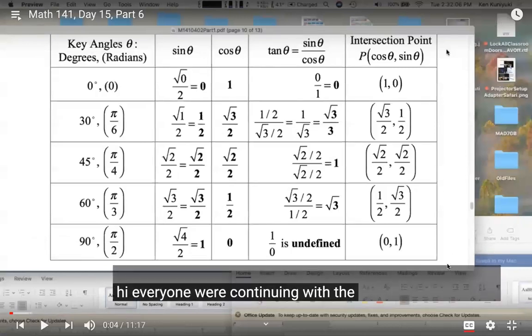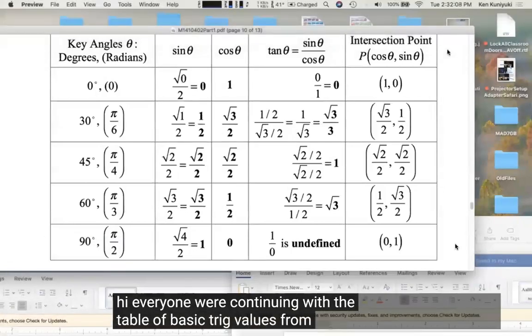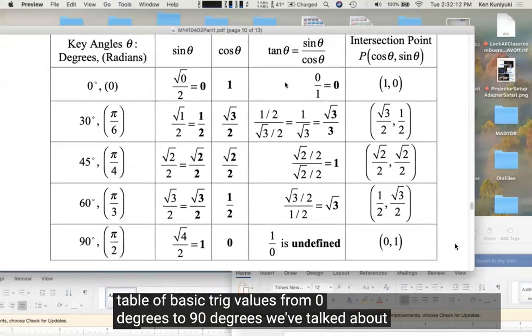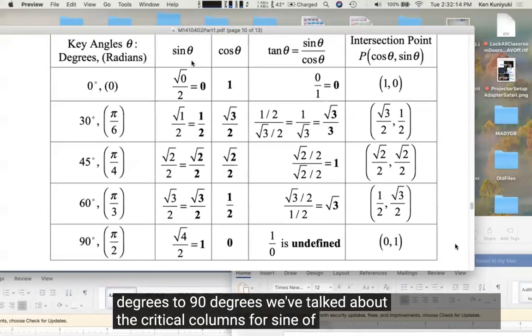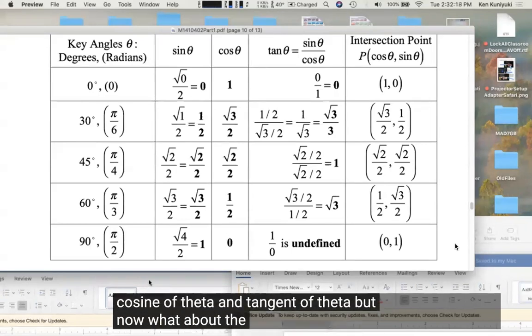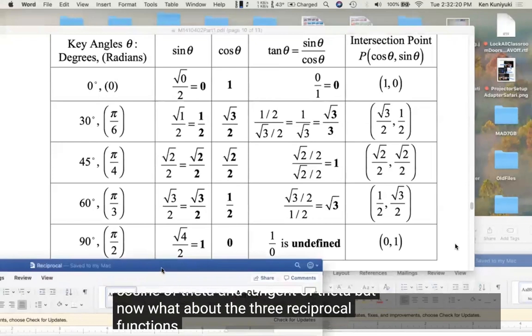All right, we're continuing with the table of basic trig values from 0 degrees to 90 degrees. We've talked about the critical columns for sine of theta, cosine of theta, and tangent of theta, but now what about the 3 reciprocal functions?